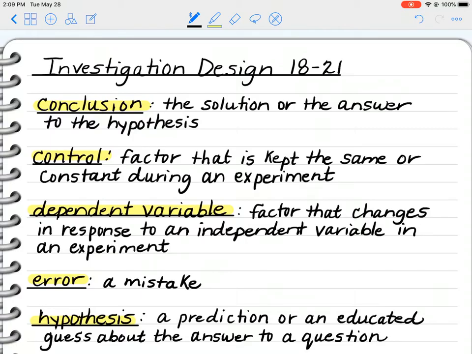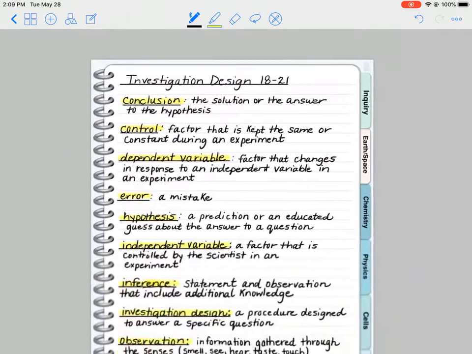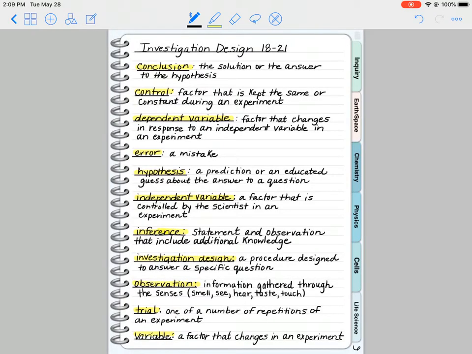So, okay, that's an introduction to investigation design. You've learned 11 new terms here. You do not need to memorize them, but you need to be familiar with them. And I strongly suggest that you practice pages 18 to 21 to help you sharpen your skills with these terms. In the next lesson, we will be looking at a few more terms and also the scientific method.